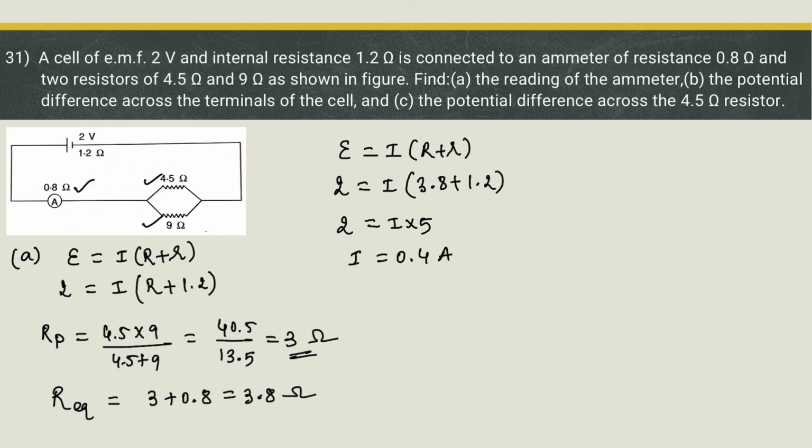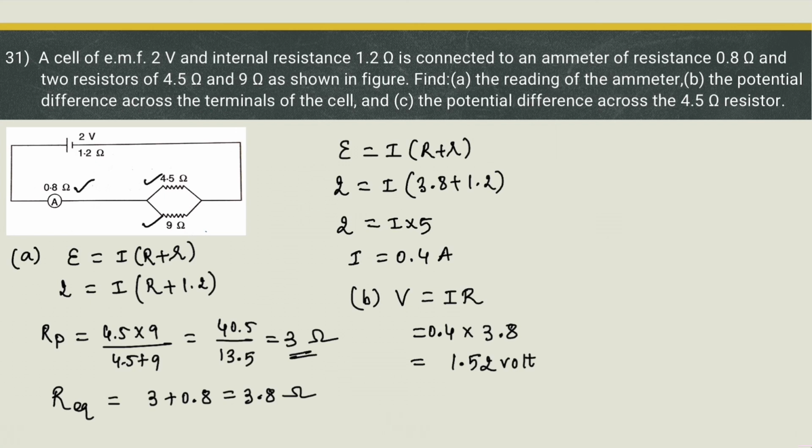Then potential difference across the terminals of the cell. Potential difference across the terminals of the cell, which is nothing but terminal voltage. Yes, you are right. V is equal to IR. Current is 0.4. Total external resistance is 3.8. So the answer is 1.52 volt. So terminal voltage is 1.52 volt.